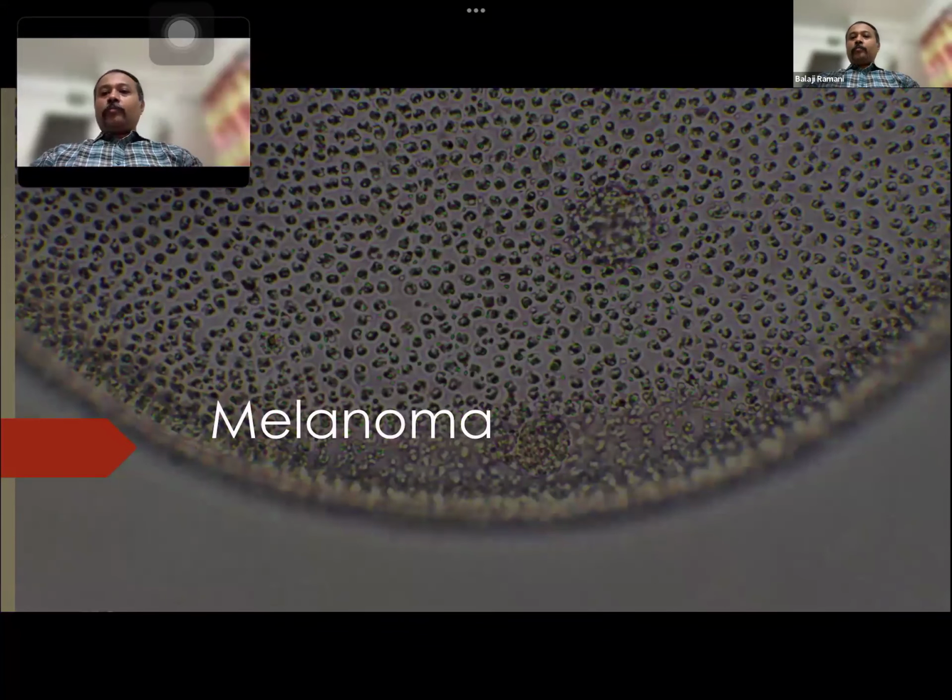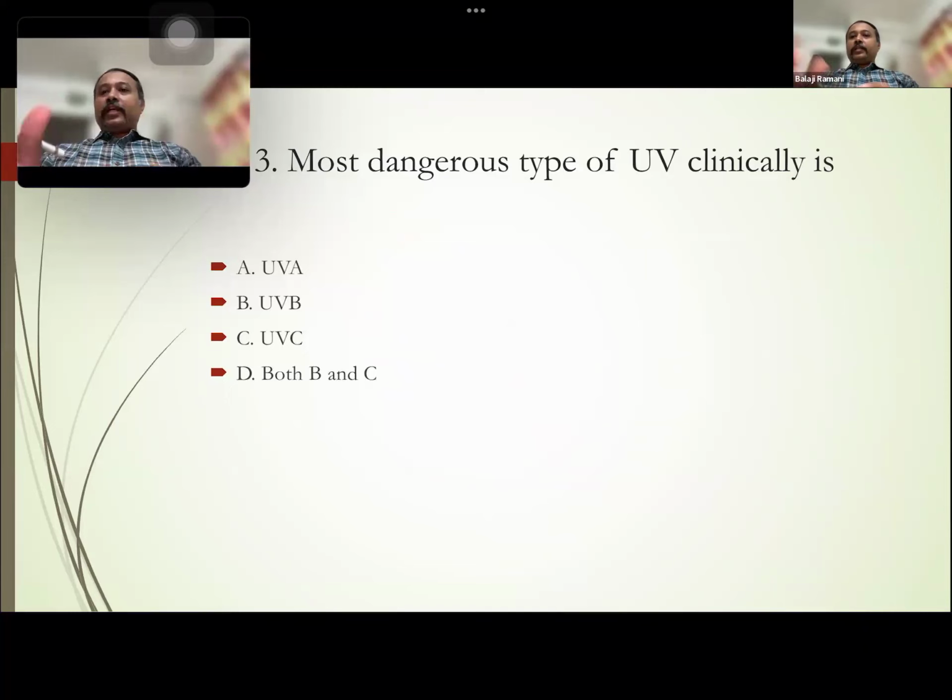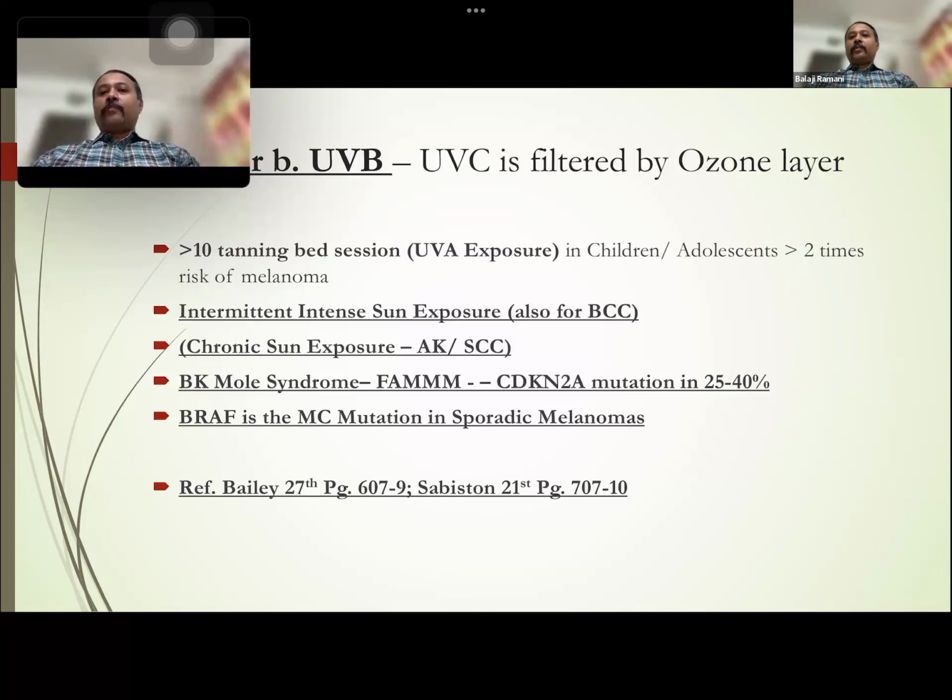So now going on to melanomas. The most dangerous type of UV clinically, I already said, is going to be UVB. Okay, so clinically, the key word is clinically. If they have not mentioned this word and they have just said which is the most dangerous type, then the answer is going to be UVC. But overall, because the ozone layer will absorb UVC, the answer for clinically important one is going to be UVB.